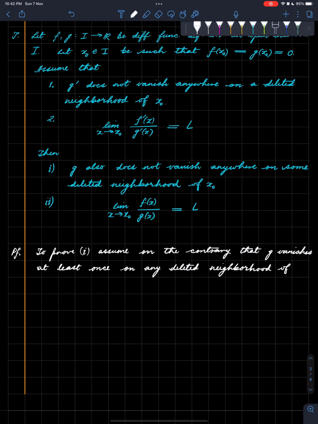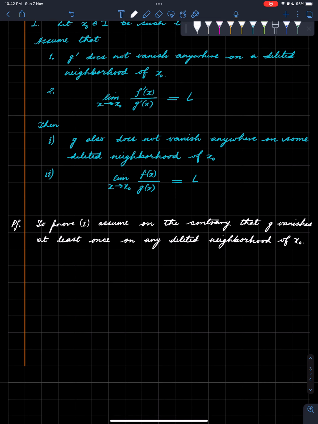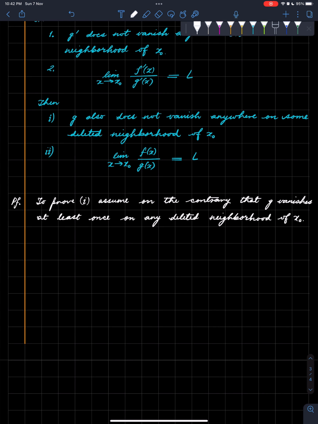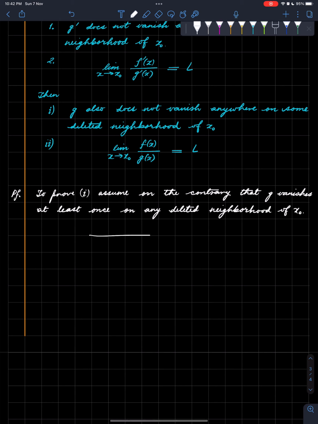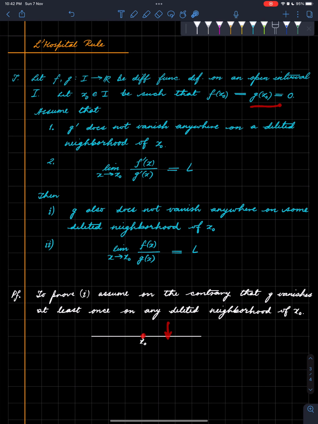of x naught. So we are just assuming the contrary of what we want to prove, and we want to come to a contradiction. So here is some x naught, and you take some deleted neighborhood and something like that, and if it vanishes at some point, it is already vanishing here by hypothesis. g is already vanishing at x naught.